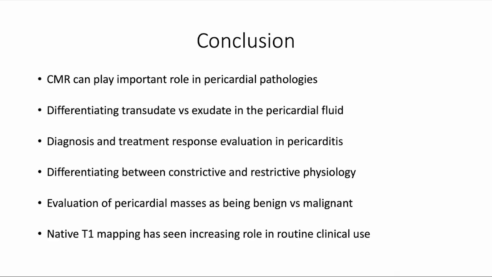So in conclusion, cardiac MRI can play an important role in evaluating various pericardial pathologies. It is a very helpful modality to differentiate pericardial thickening from X-ray findings by using the latest parametric mapping images. It is a very good modality to diagnose as well as follow patients with inflammatory pericarditis. And it is a very important modality to differentiate constrictive from restrictive physiology in the heart.